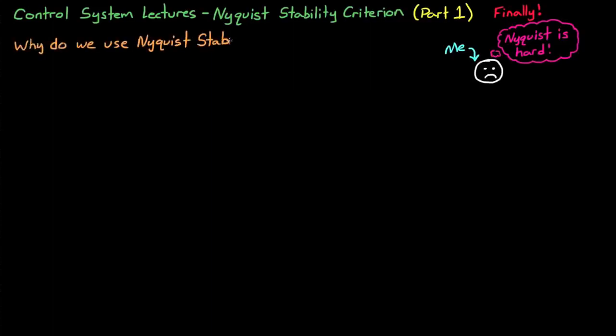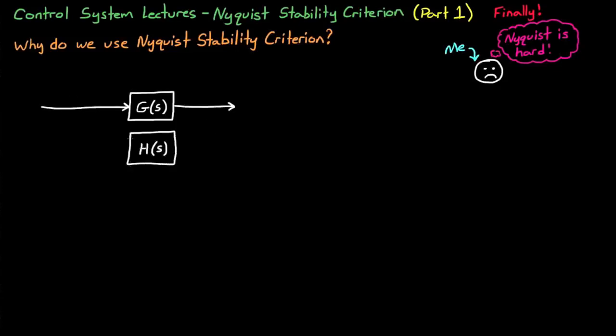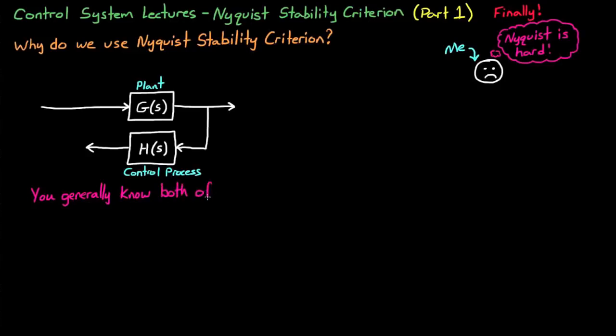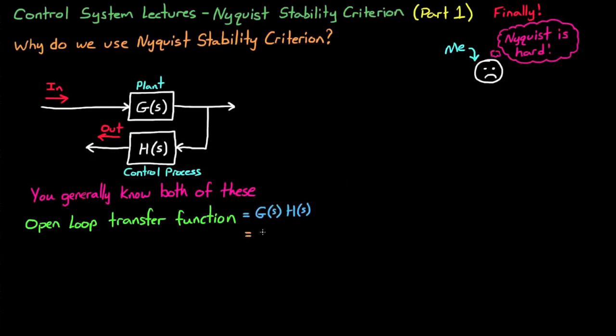criterion as well. But first things first, let's talk about what we're trying to accomplish by using the Nyquist stability criterion. Here is a typical open loop block diagram of plant G of S and control process H of S. You generally have both of these transfer functions for your system since you know the plant that you're trying to control and you get to pick the control process to control it. The open loop transfer function then just becomes G of S times H of S. But to save time in this video, I'm going to drop the of S's and just write G times H.